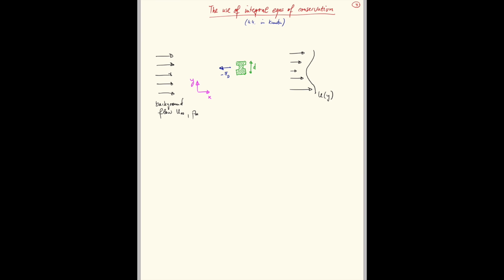So the question is, what is the drag force required to hold the bar in place? So what is minus Fd? And really we're interested in the drag force per unit length. So L here is length into the page. So what is Fd over L, i.e. the drag force required?